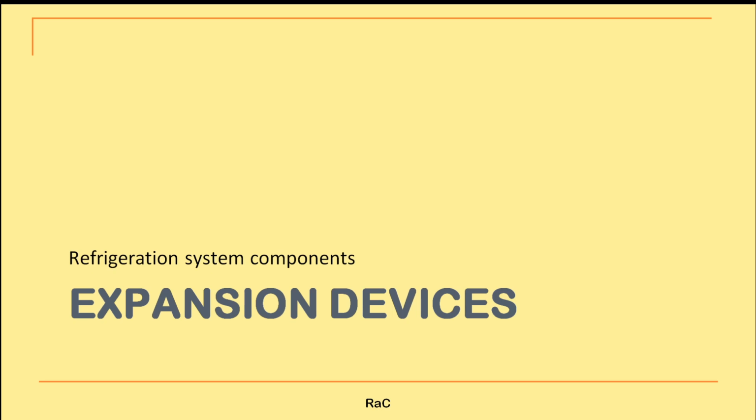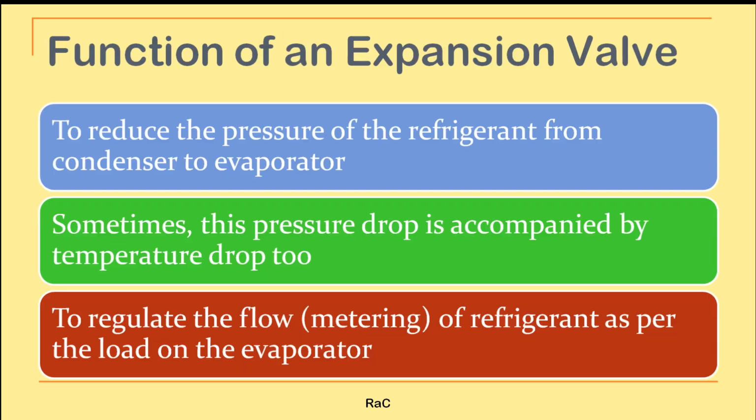So let us understand the basic functions of an expansion device as well as the various types and their working. In any refrigeration system, an expansion device is used to reduce the pressure of the refrigerant from the condenser pressure, high pressure, to the lower pressure, the evaporator pressure. Sometimes this pressure drop is also accompanied by a temperature drop. Always it may not be so, depending on the pressure and temperature values. That case is specifically important in cryogenic applications, which we will learn with the help of another important term, the Joule-Thomson coefficient, in another session. So that is the first function of the expansion device, to reduce the pressure.